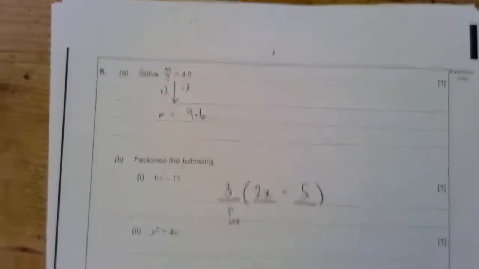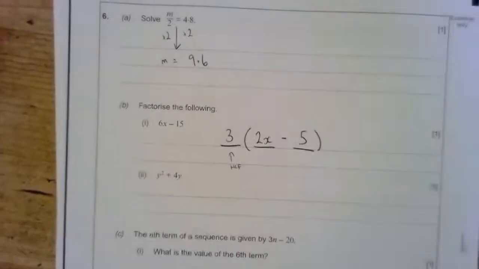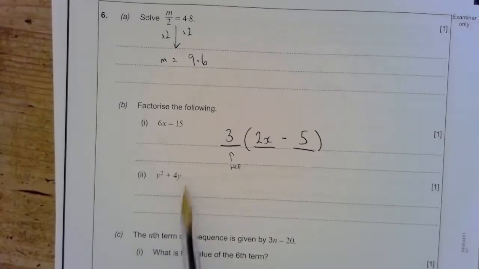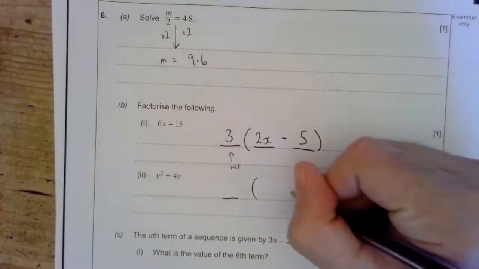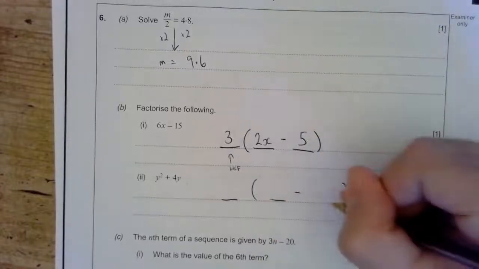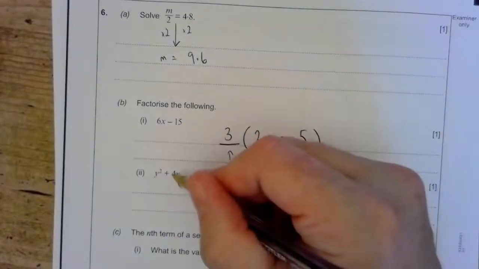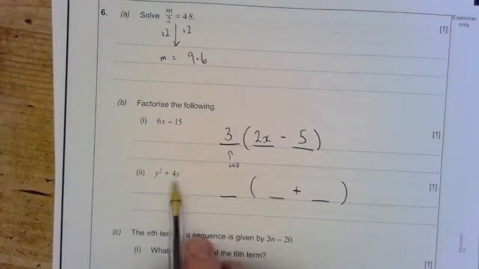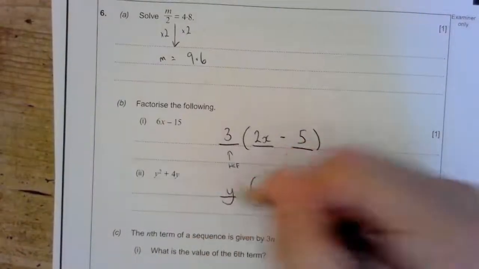Now the question below says factorise y squared plus 4y. There is no number in both here, but there is a letter in both. So we're still putting it back into brackets like this. I'll put a minus sign there, but it should really be a plus because it's a plus in the question. The thing that's in both is y, so y goes on the outside.